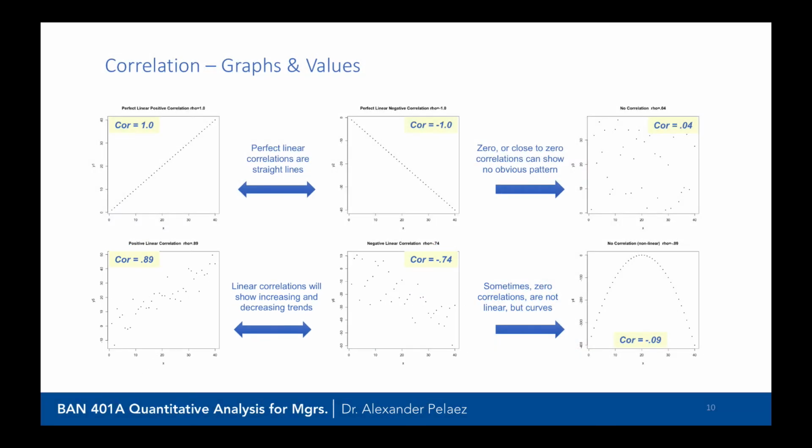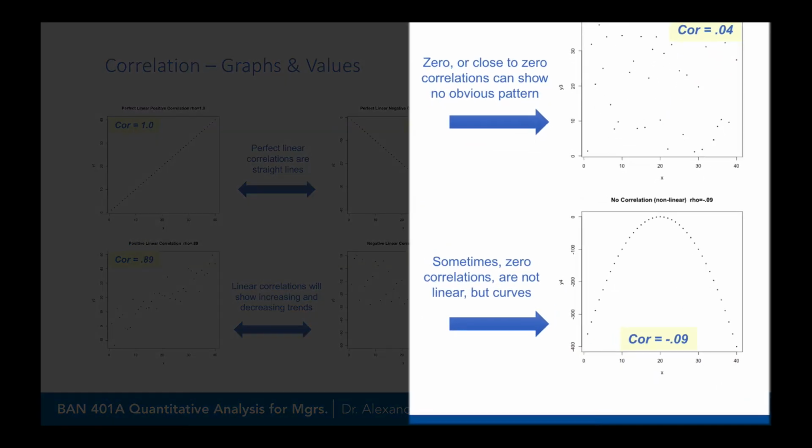Now, the two items on the right at the top, we have kind of a scattering of items. It looks almost random, and the correlation was calculated at 0.04, and that's close to 0. So there's no obvious pattern shown in that chart.